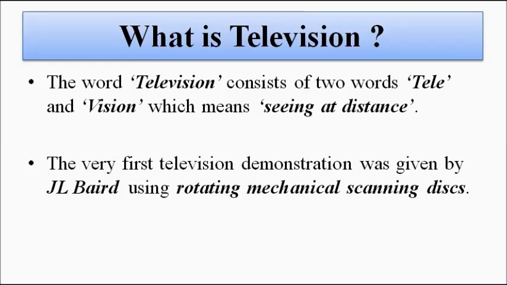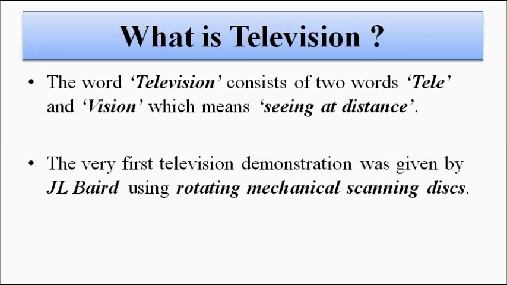definition of what is a television. So the word television, it actually consists of two words, tele and vision, which essentially means being able to see at distance.